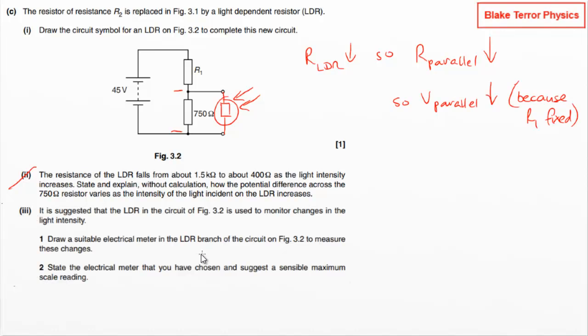Last bit. It's suggested that the LDR in the circuit is used to monitor changes in light intensity. Draw a suitable electrical meter in the LDR branch of the circuit to measure these changes. Right, well, you could do this with either a voltmeter or an ammeter. It doesn't really matter which one you go for. Let's say we're going to stick an ammeter in, but more or less the same things apply to the answer here. State the meter you've chosen and suggest a sensible maximum scale reading. So we're going for an ammeter.